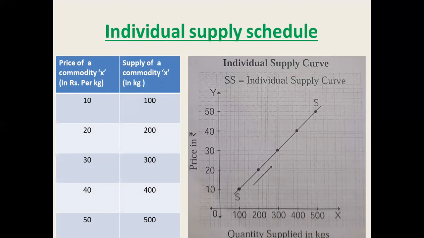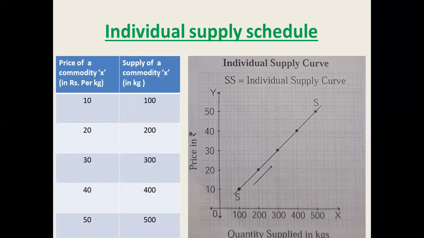Now this schedule is converted into a graphical representation, the individual supply curve. This curve also explains the functional relationship between the price and quantity supplied of a commodity. It also shows that price and supply are directly related: the higher the price, the higher the supply, and the lower the price, the lower the supply.